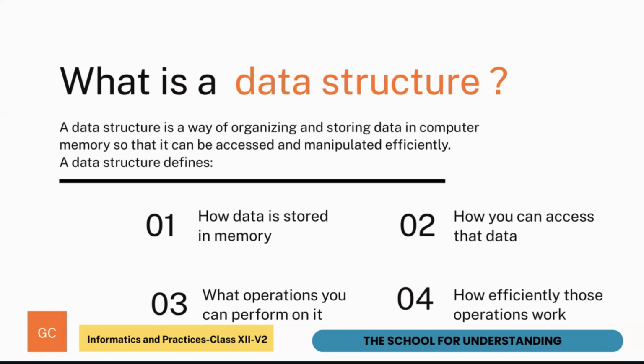It essentially focuses on how the data is stored in memory and how you can access it, and it focuses on what operations you can perform on it and how efficiently those operations work. So think plainly: a data structure is how the data is stored in memory, how we can access it, what operations we can perform on it, and how efficiently the operations work. This covers the definition of a data structure.